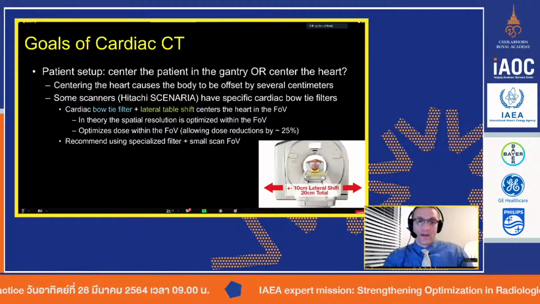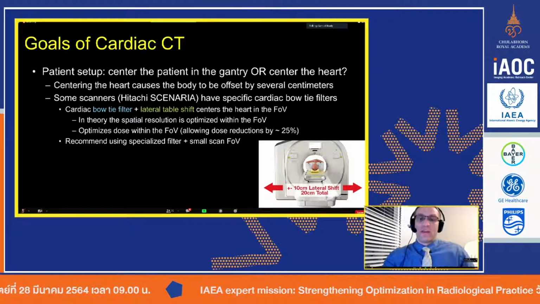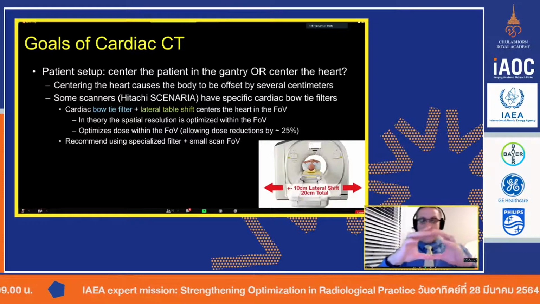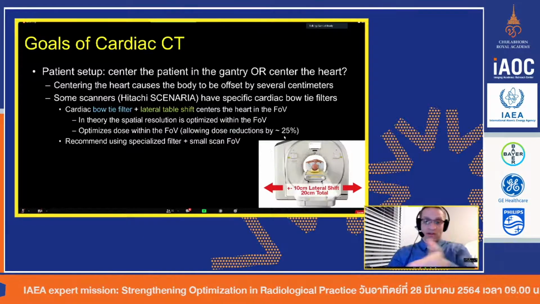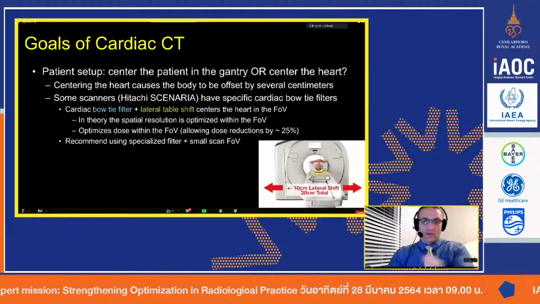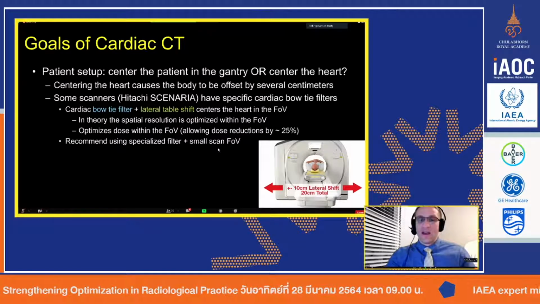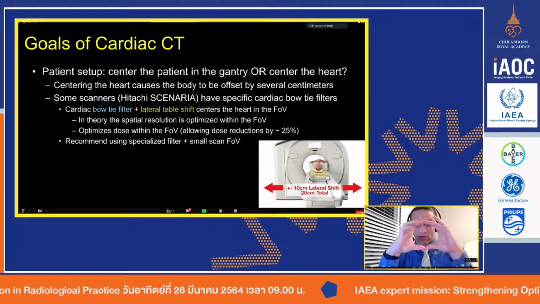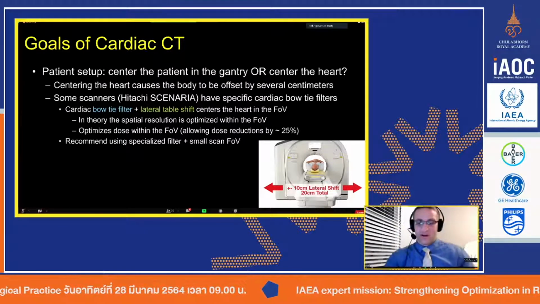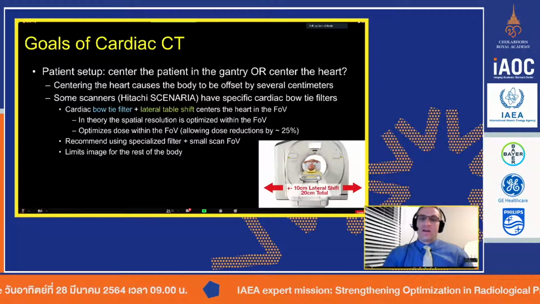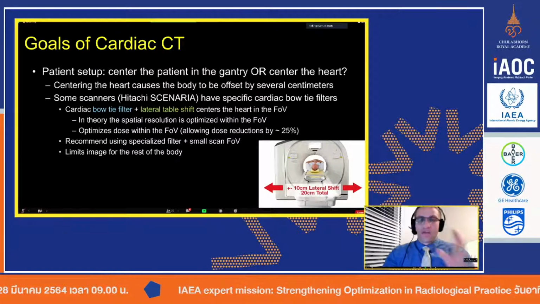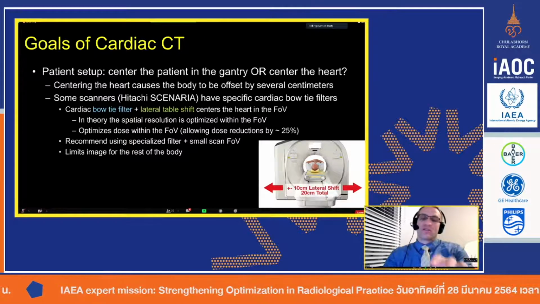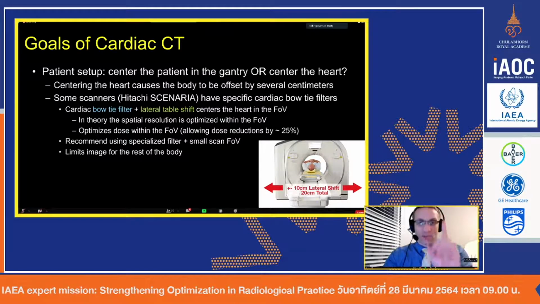So you have to use the right filter, the right location, and get the heart actually centered, either by physically, manually moving the patient over or by using their table shift. And then you set your actual scan field of view to be smaller, the same size as that cardiac bow tie filter. There is a reason, in this example, why you would center the heart in the gantry, not the body.